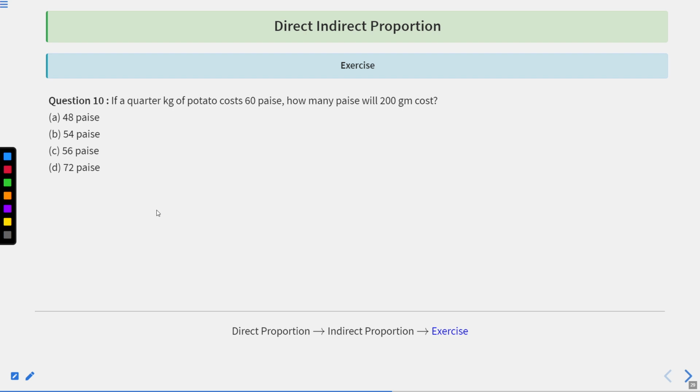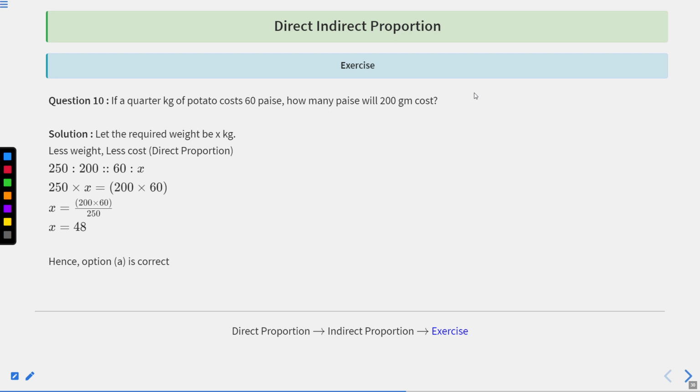Question number 10. If a quarter kg of potato costs 60 paise, how many paise will 200 gram cost? So let the required cost be x. So less weight, less cost, which is an example of direct proportion. So here we have 250 is to 200 as 60 is to x. So 250 into x is equal to 200 into 60.